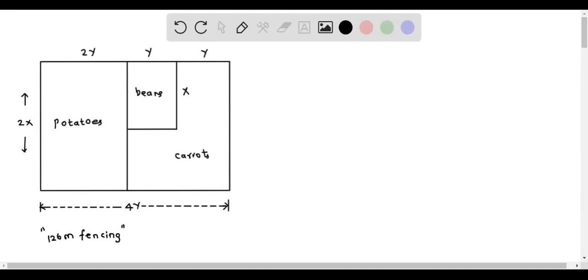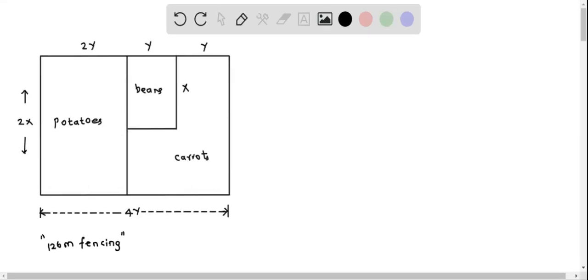So first, we write an equation for the fencing, which is basically the perimeter of this rectangle. The homeowner will be fencing around this side, which has side length 2x, and around this side, which has side length 4y, and he will be fencing around this side as well as this side. So first, let's write an equation for this.